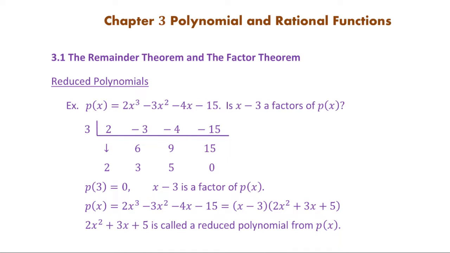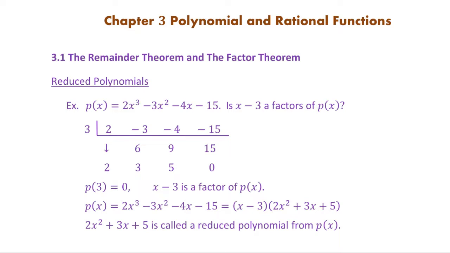Okay, so move down the 2, multiply 2 by 3 get 6, and then put 6 down under negative 3. Add negative 3 with 6, you get 3, and then multiply 3 with 3, you get 9. Put 9 under the negative 4, and add negative 4 with 9, we get 5. And multiply 5 with 3, we get 15. Now put it down under the negative 15, and then add negative 15 with 15, we get 0. So we get the remainder 0. So that means x minus 3 is indeed a factor of p.